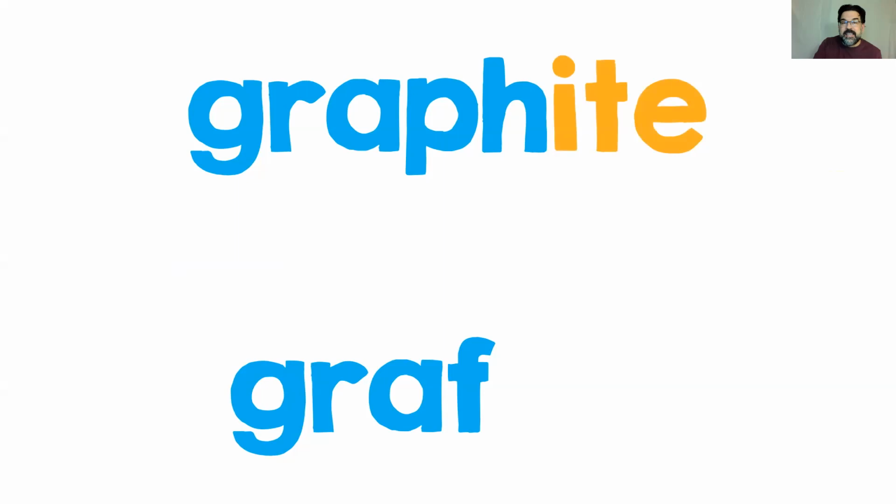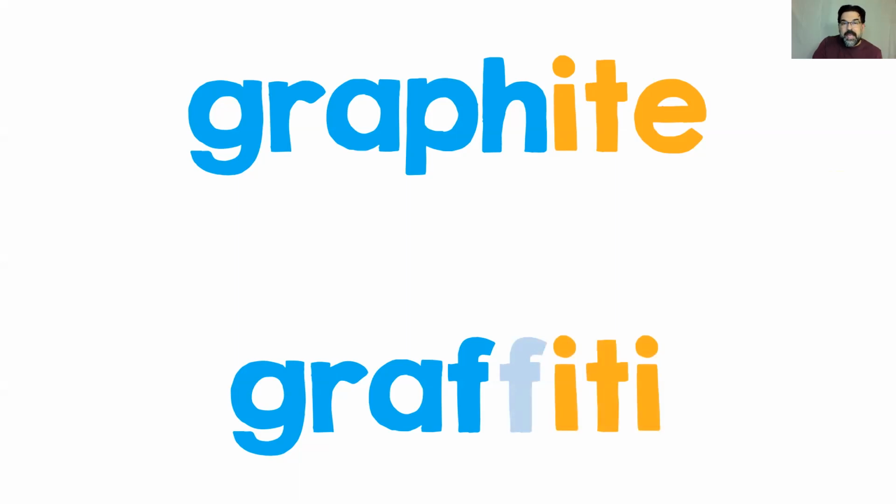Now we put an ITE suffix on graph, we get graphite. That's a mineral, and you might know graphite from pencils. That's what's inside a pencil, and that's why graphite has to do with writing, pencils. Isn't that cool?